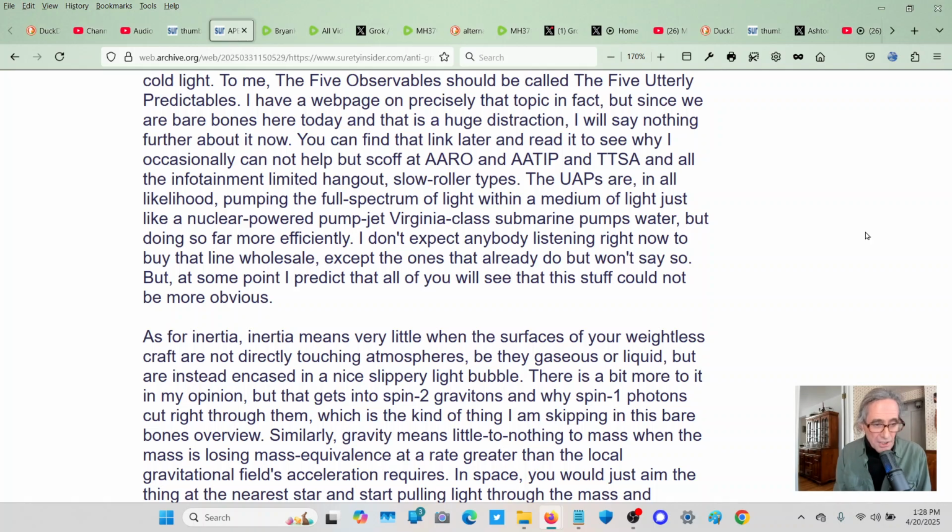The UAPs are, in all likelihood, pumping the full spectrum of light within a medium of light, just like a nuclear-powered pump jet Virginia-class submarine pumps water, but doing so far more efficiently. I don't expect anybody listening right now to buy that line wholesale, except the ones that already do, but won't say so.